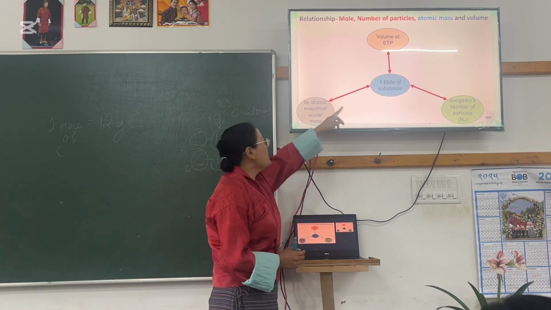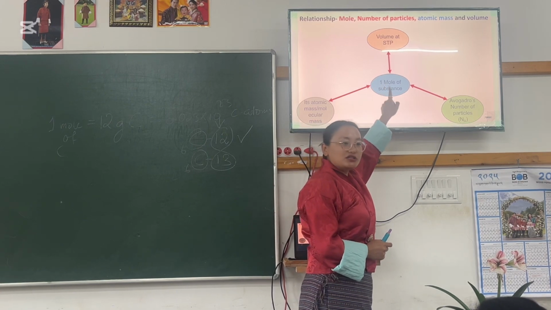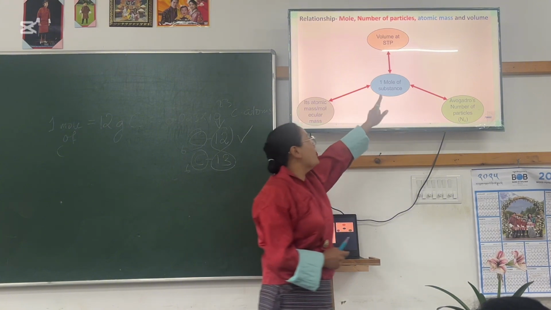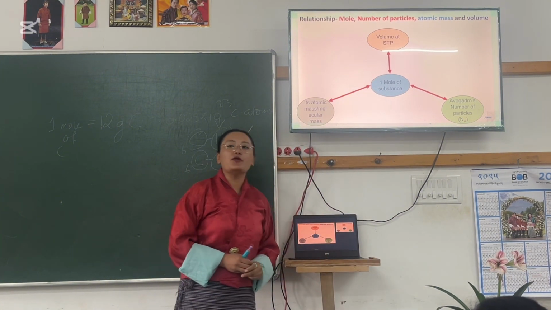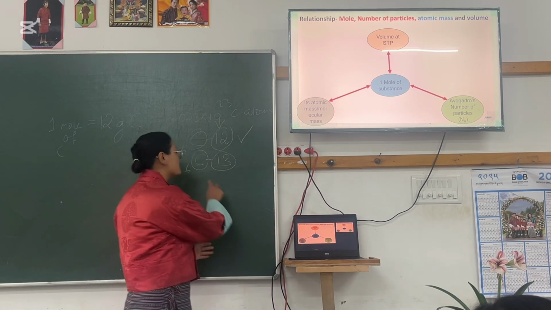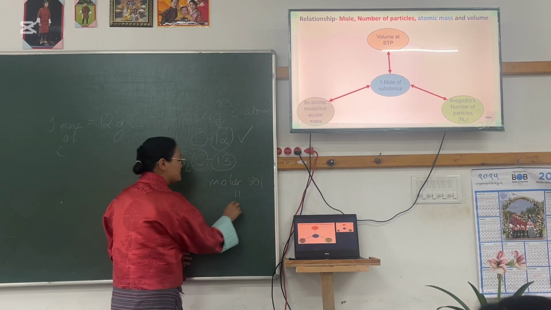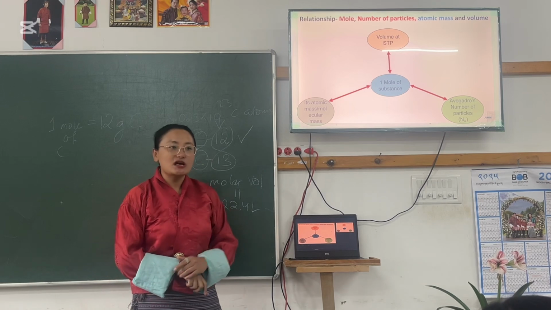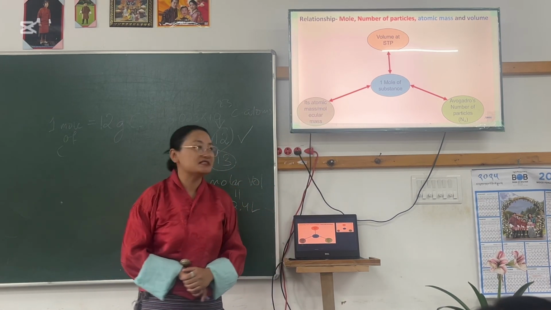Now, if this substance is a gas, and you measure this gas at STP, standard temperature and pressure, 1 mole of any gas will occupy 22.4 liters. We call that volume the molar volume. What is it? Molar volume. At STP, it is 22.4 liters. 1 mole of gas means 22.4 liters.